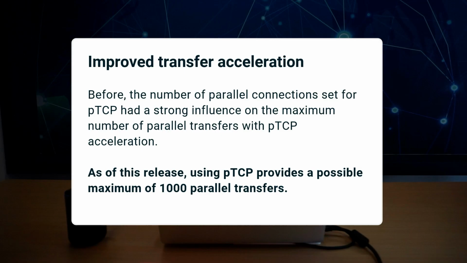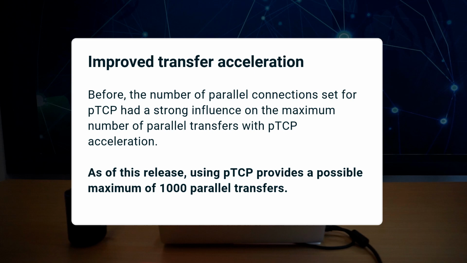Prior to this release of Transfer CFT, the number of parallel connections for PTCP was determined by a maximum number of parallel transfers. For example, if the acceleration number of connections was set to 10, only 100 parallel transfers were possible. During peak times, Transfer CFT may need to transfer more than 100 files in parallel.